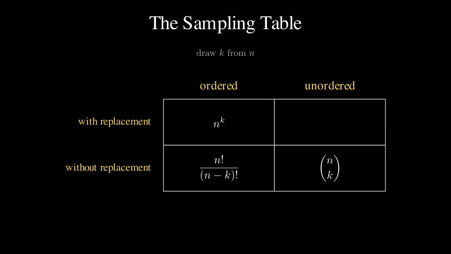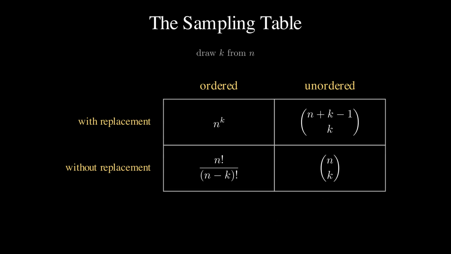The unordered column drops the order, recording only which items came out. Look along the without replacement row. Any selection of K distinct items can be arranged in K factorial ways, so the unordered count is the ordered one divided by K factorial. That is, N choose K.